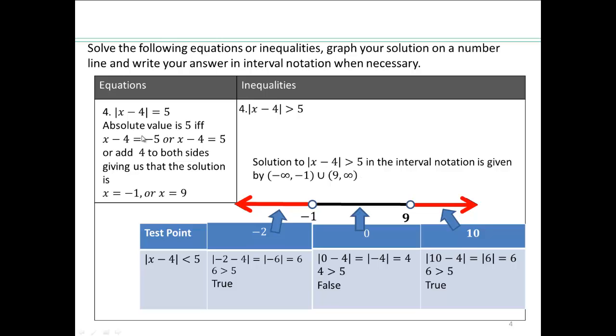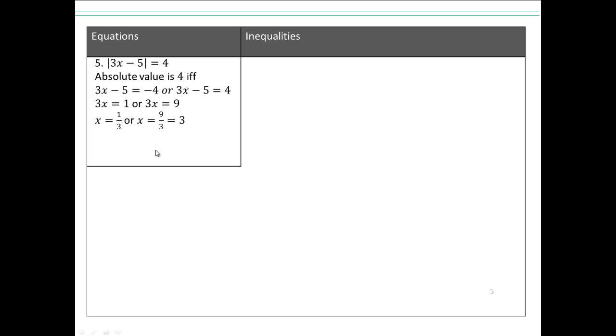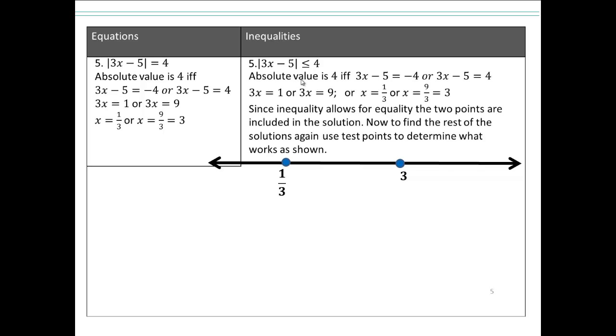So you can see how by being able to solve the equation, you can solve the inequality by doing test points. We already know how to solve the equation, so let's say you solve this absolute value equation. Now you do the inequality on your own. Pause the video and see what you can do. So 1/3 and 3 are your solutions. In this case, equal to is allowed, so they are included.